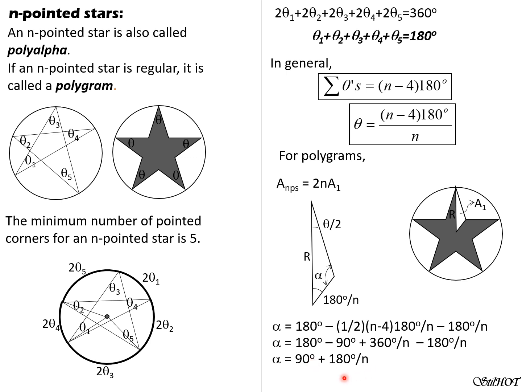Knowing the value of alpha, we can now proceed and derive the formula for the area. We recall that the area of a triangle in terms of one side is the square of that side, times the sine of the angles adjacent to that side, divided by 2 times the sine of the angle opposite to that side. So recalling this triangle, this is alpha. We already know that alpha is 90 degrees plus 180 degrees over n. The area is the square of this side, r squared.